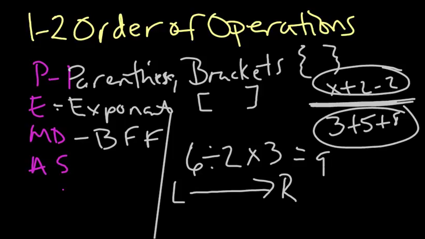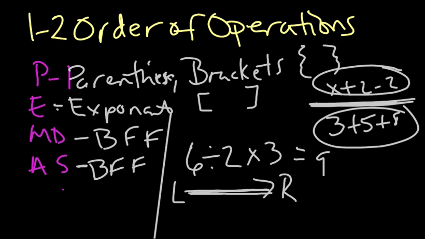You always work it left to right. You don't do multiply first. That's what I don't like about Please Excuse My Dear Aunt Sally, because it implies that multiply comes first. It doesn't. Multiply and divide, BFFs. They go everywhere together, and you start left to right. Add and subtract. I bet you guessed it. They're also BFFs. Same thing. And you don't add and subtract till last.